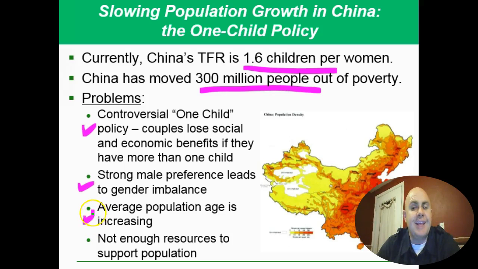The average age of the population as a whole is now increasing, and they're going to have more and more people being older and older, and how are they going to manage that economically? And then, of course, there's not enough resources to support their population, and so China is starting to buy up resources from all over the world to solve the problem.